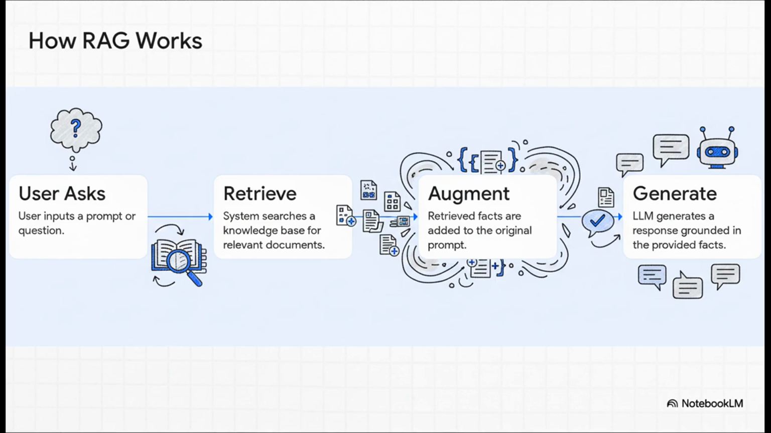Here's how it works. When you ask a question, instead of just sending it to the LLM, the system first retrieves relevant documents from a trusted database. It then bundles those facts with your original question and sends the whole package to the LLM, instructing it to answer based only on the information provided.